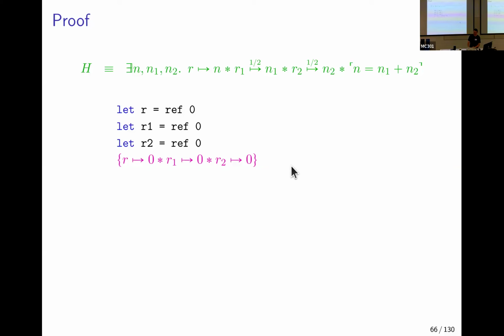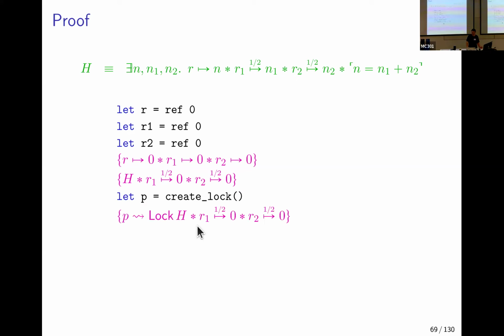So how does this go? We allocate 3 references. We have full permission on all of those. We split those permissions of R1 and R2 into 2 parts. We put them in H. When we put them in H, we are losing the information of N1 being 0 and N2 being 0, but it's still there outside of H, outside of the invariant. So we will be able to say things about it. We create the lock. So what is left after this is just R1, R2, and the information that the lock protects this invariant.